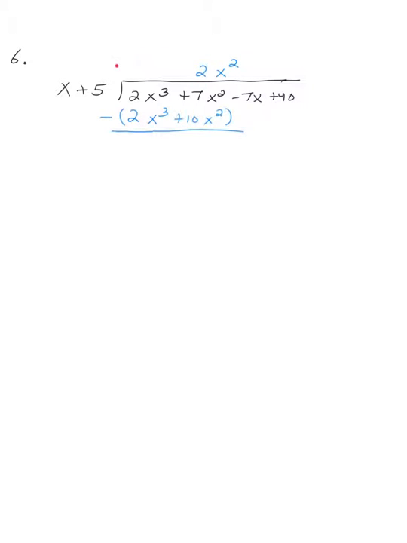But you also have to multiply this to the 5. 2 times 5 is 10. There are no x's, so the x squared is tagged along. That's how I got this expression that I'm now going to subtract. And when I do, I have 7x squared minus 10x squared. That's negative 3x squared. And I now bring down the negative 7 and repeat this process.